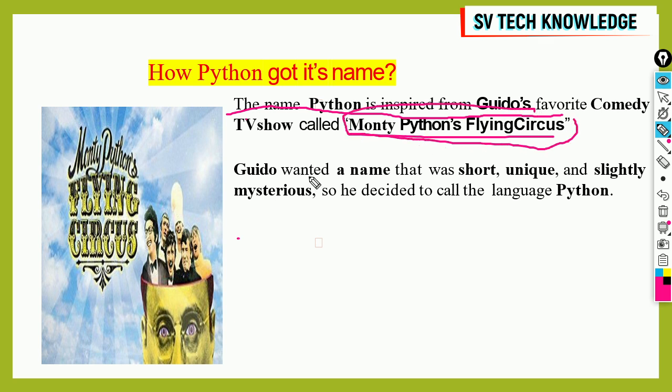Why? Because he wanted the name to be short, unique and slightly mysterious. So he decided to call the language Python. He wanted it short and unique, not like other languages, and slightly mysterious. As we hear the name Python, we think, what is this special name? A mysterious name. That's why he took the name Python from Monty Python's Flying Circus, a comedy TV show.